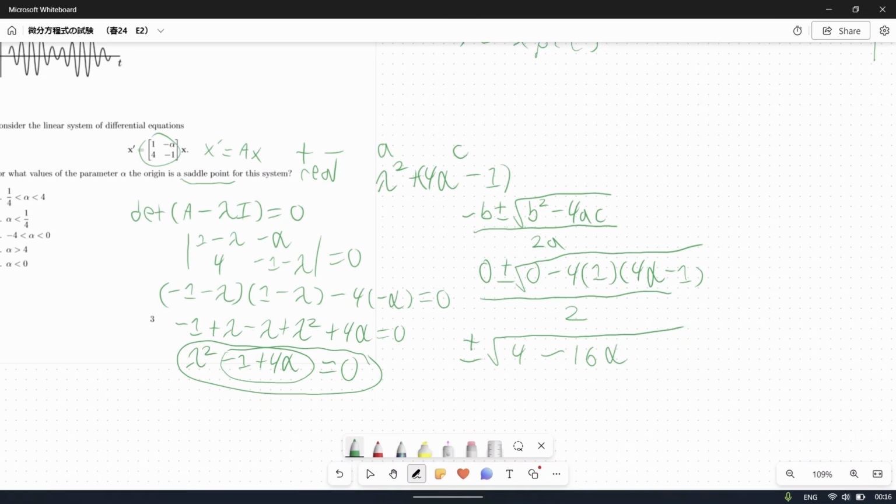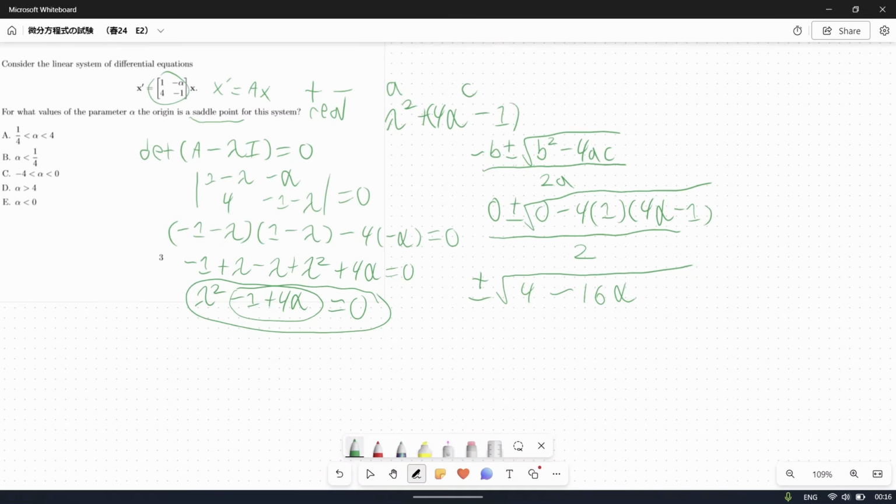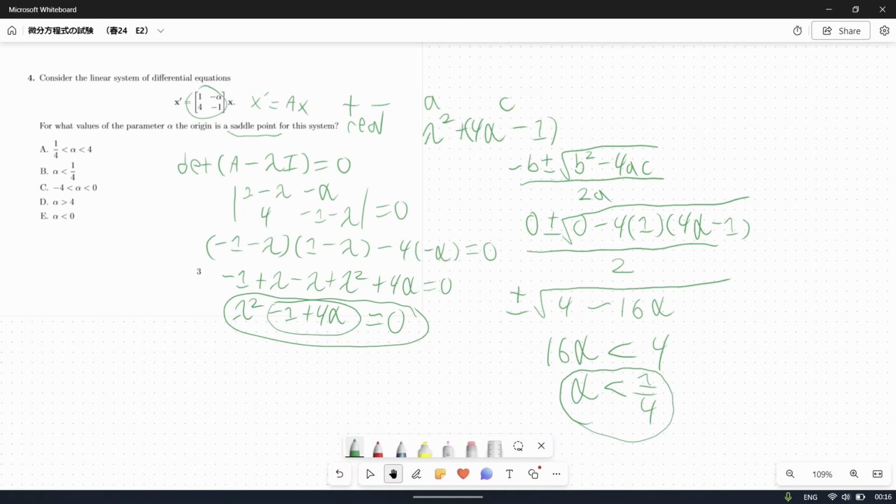And so since we need a real number from this square root, we need 16 times alpha to be less than 4. So if we set up that inequality, you end up with 16 alpha is less than 4. And when we solve this inequality, we'll find that alpha has to be less than 1/4. And so in order to have a positive or negative real eigenvalue, alpha has to be less than 1/4, not less than or equal to, because if it's equal to, then you end up with 0, which does not satisfy the conditions that we want here. And so as a result, in order to get a saddle point, alpha has to be less than 1/4, meaning that the answer is going to be B.